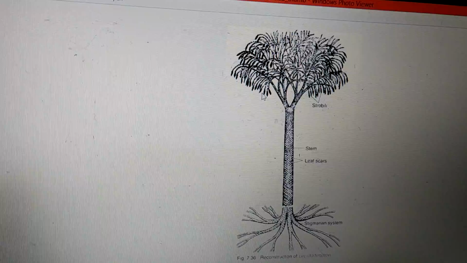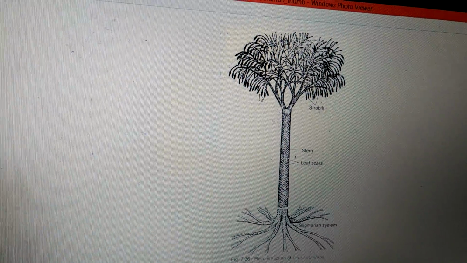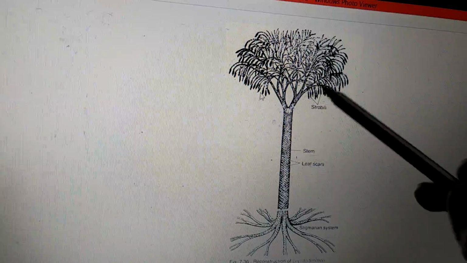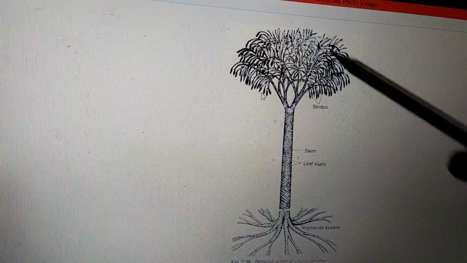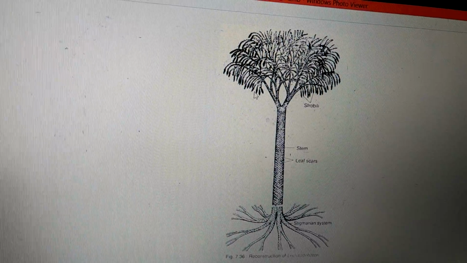crown like structure. The arrangement of leaves was spiral, and leaves were linear. Linear in the sense the leaves were in the form of a straight line, measuring about 5 to 9 inches.